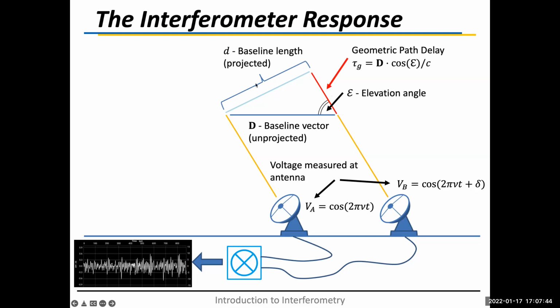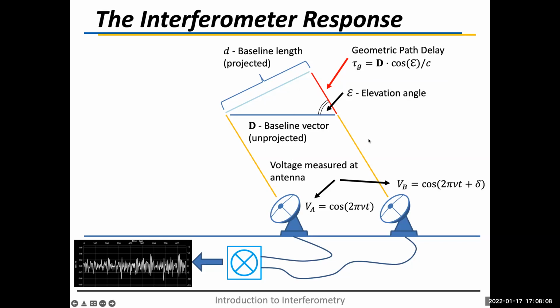As a side note, I think Dave will talk about this during his imaging lecture, but we talk about unprojected versus projected baseline lengths. Unprojected is the real physical 3D difference. Projected, you can think of as, when the photons are all moving in step, the relative distance between these two paths that the light is traveling down.